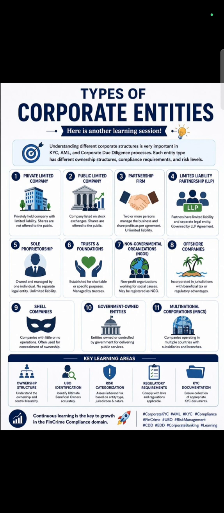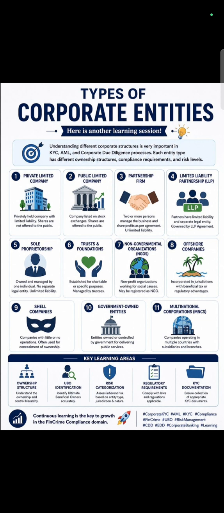10th is government owned entities. Government owned entities are entities owned and controlled by the government for delivering public services. And 11th is multinational companies, that is MNCs. So companies operating in multiple countries with subsidiaries and branches are called multinational companies. Now every company has a different ownership structure, and we need to understand the ownership and control hierarchy of any entities.